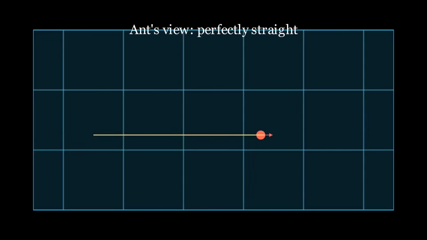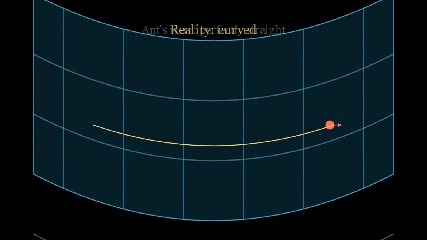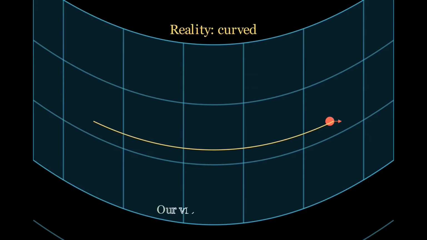Imagine an ant walking on what it thinks is a perfectly flat surface. To the ant, every step forward feels like a straight line. No curves, no bends, just forward motion through flat space. But now, pull back. That flat plane was never flat at all, it was curved all along. The ant's straight path curves through space, bending with the surface. Same path, two completely different perspectives.